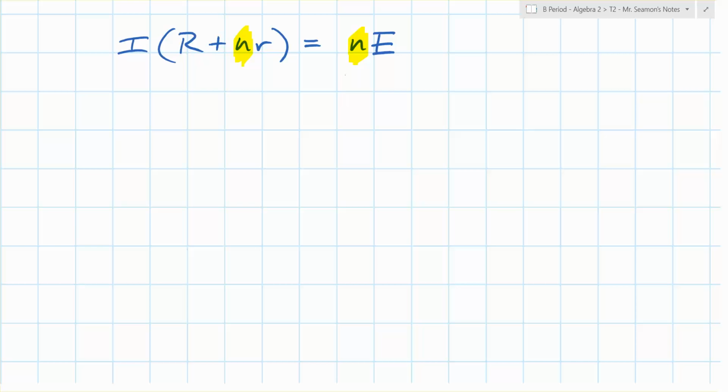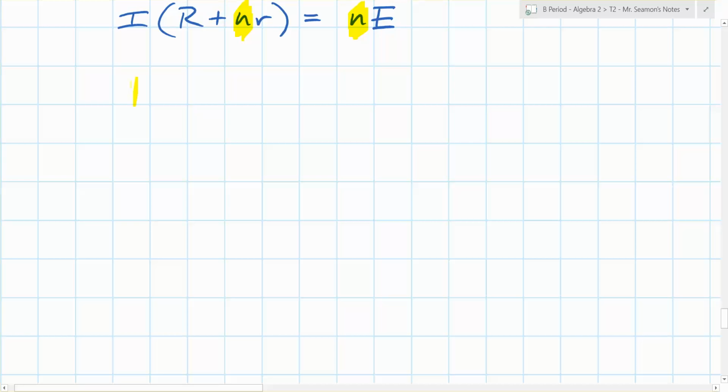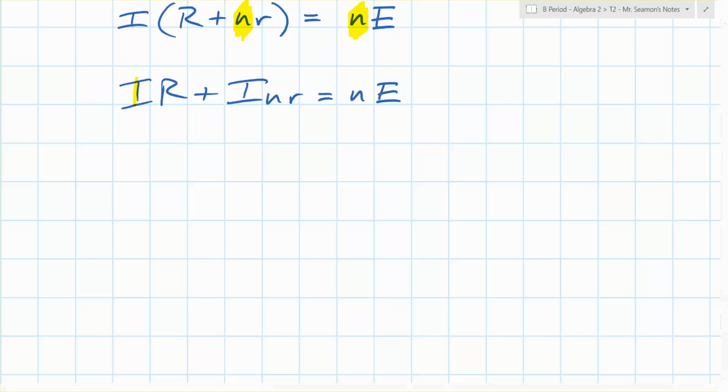Nope. Distribute. That was a great guess. Divide. Let's distribute. Where's the one place to distribute, Hannah? Yeah, so what does it become on the left? IR plus IN. IR plus INR is equal to NE. But how many N's do we have here? 2. So we need to combine them in order to make this go in the direction we want to go.